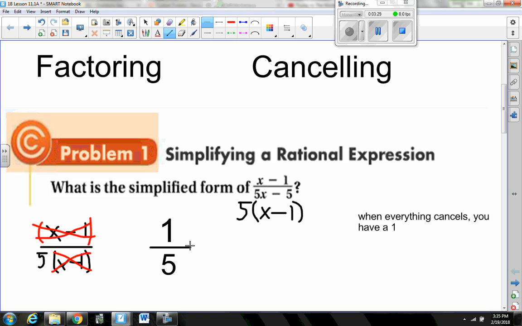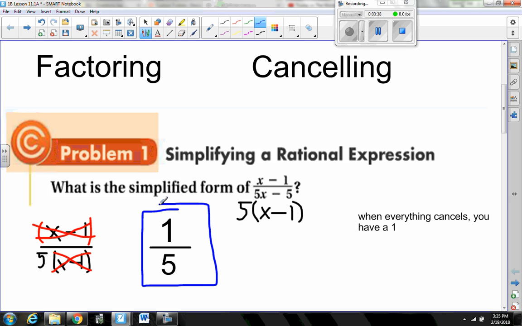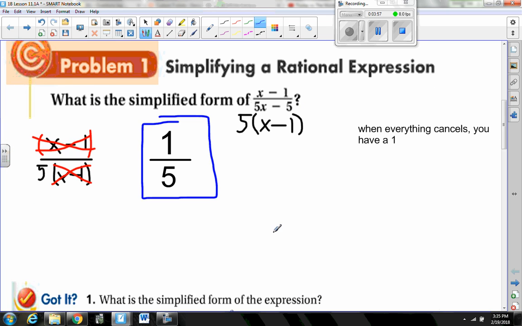1 over 5. Okay, because I factored out the 5 on the bottom, I saw that I could cancel that with the x minus 1 on the top, and then I cancel and I write what's left. 1 on the top because everything went away, and a 5 on the bottom that I factored out to the front. So this is the simplified form of x minus 1 over 5x minus 5. I factored and then I canceled. Factor and then cancel. All right?